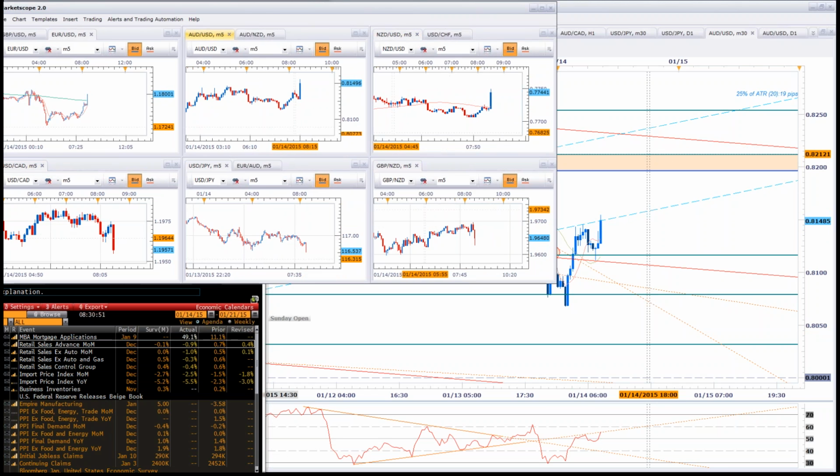That dropped to 0.4. Ex auto, if you strip out the autos month on month, you're looking for a flat read. That came at negative 0.1, a downward revision from 0.5 to 0.1%. So certainly not a very positive release here for the U.S.